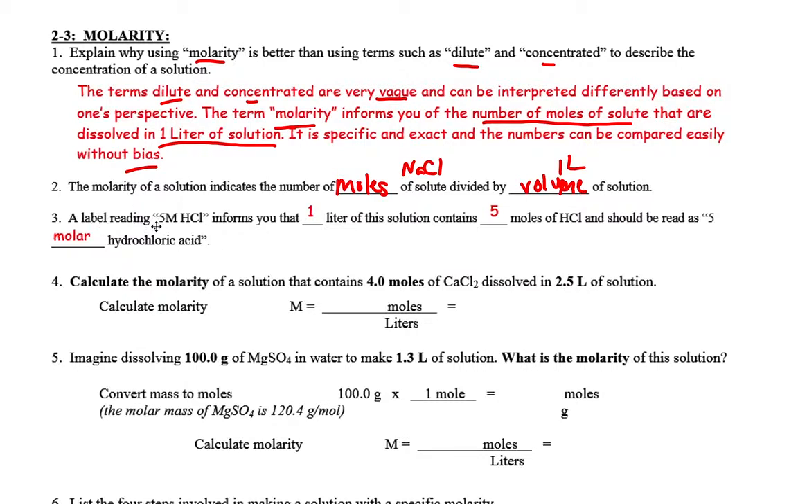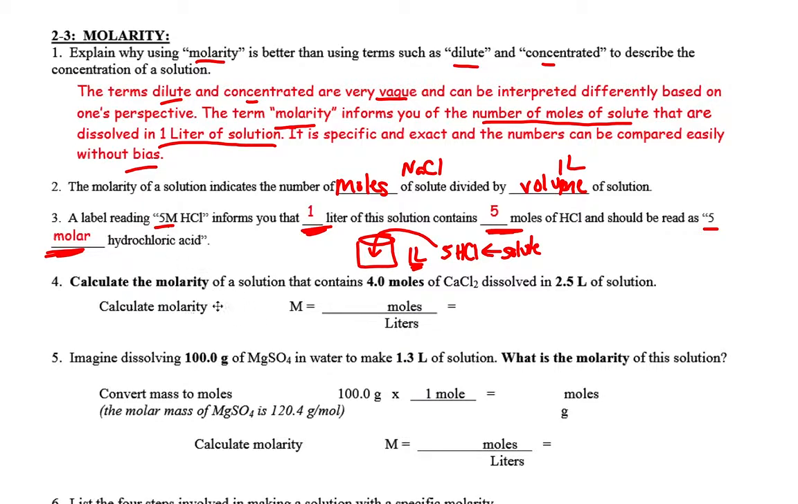So a label reading 5M, 5 molar HCl, tells us that in 1 liter of this solution, so if I had a beaker with 1 liter in it, I know it contains 5 moles of HCl and all the rest is water. So it tells me how much solute, HCl, is dissolved in my volume, which in this case is 1 liter. If I see 5M, I read it "5 molar," just like your tooth. You don't really say "5 M."